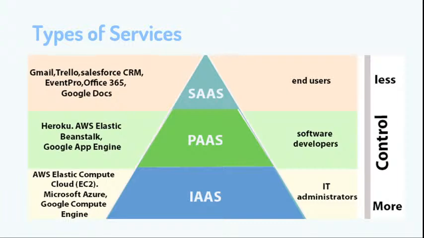Then IaaS, infrastructure as a service. It is nothing but, you go to the hotel and you are not ordering the food, you are preparing the food yourself, and then you are consuming that food. So that is called IaaS. This is the basic difference between SaaS, PaaS, and IaaS.